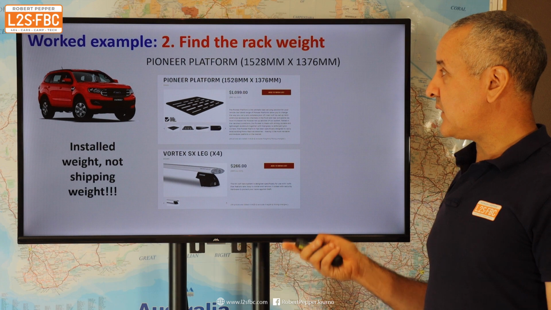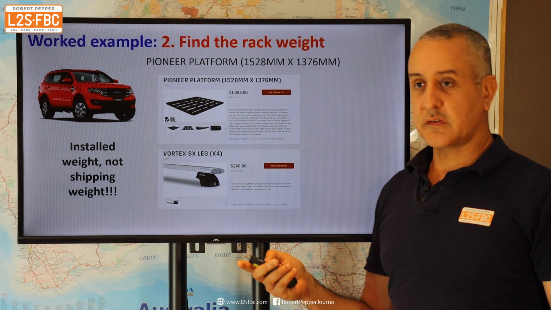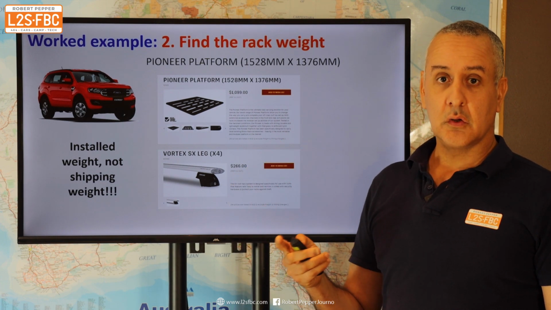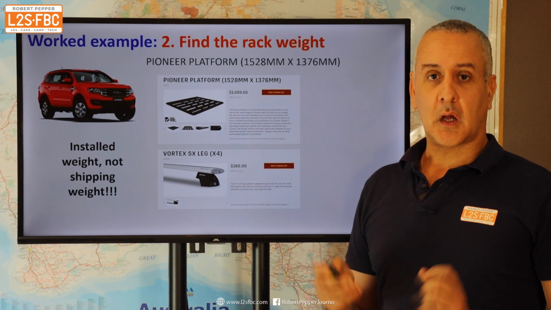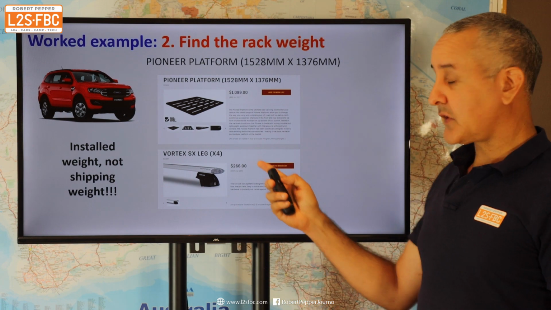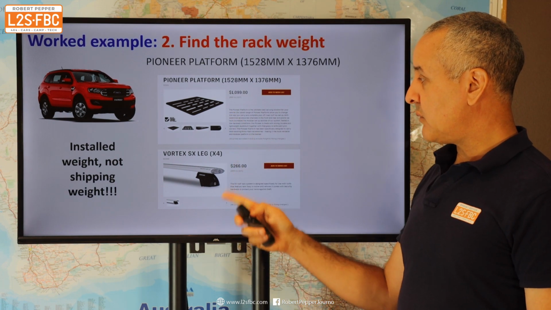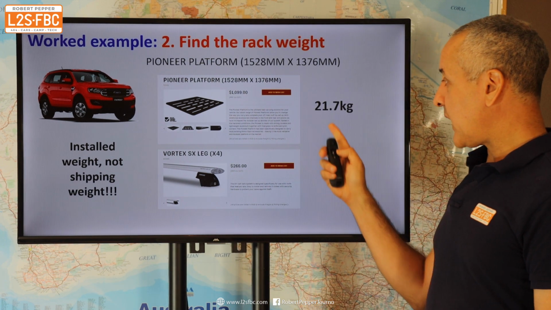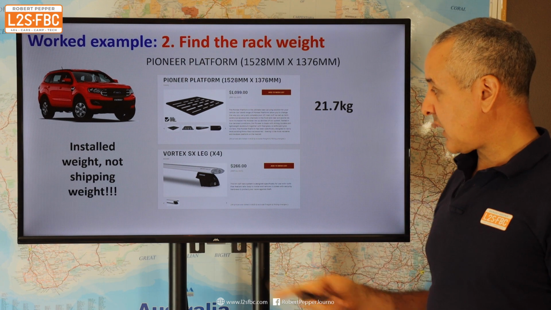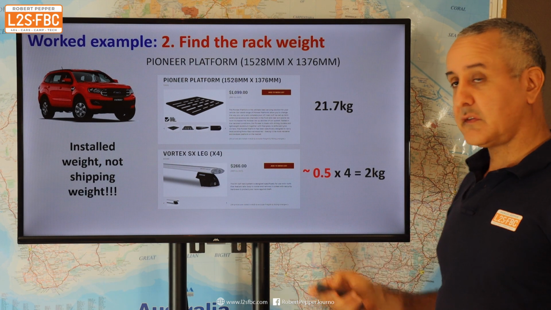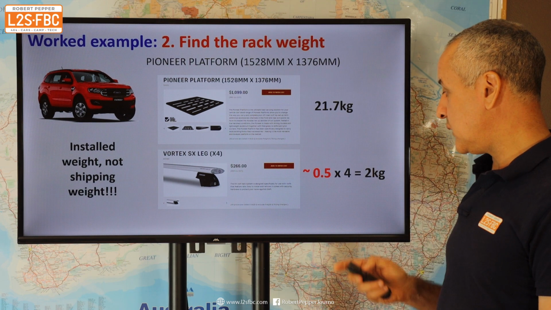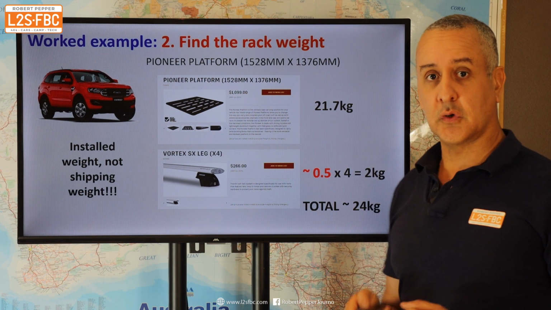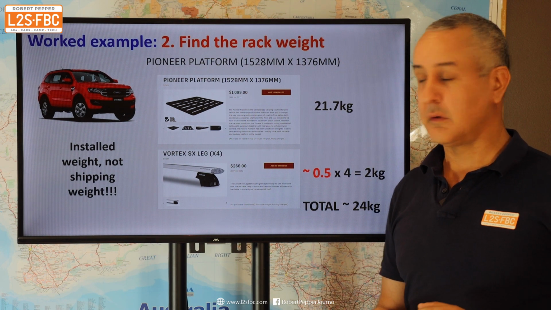Okay, now we've got to find the rack weight, and again we can just go to the website for that. I have in this case selected the Pioneer system from Rhino Rack, and they sell that as a kit, which is the platform and the legs, but in order to get the weights I had to go to the components. So that is 21.7 kilograms. The weight on these is not listed, I've just guessed it's half a kilogram each. So I'm going to multiply that for 2 kilograms. That gives me a total roof rack, I'm just going to round it up to 24 kilograms there. So that's how I've calculated that.